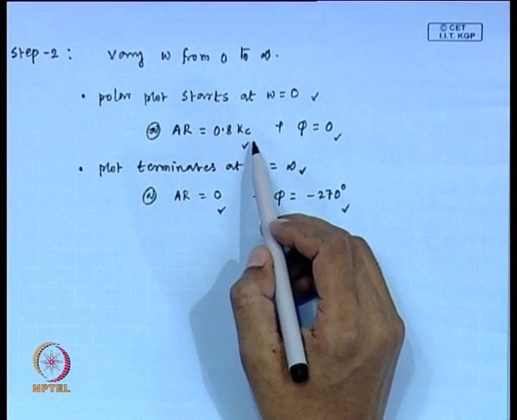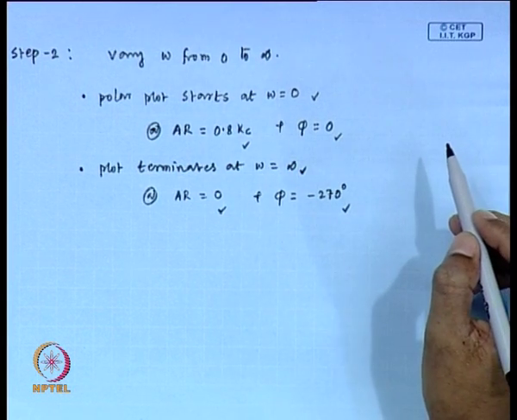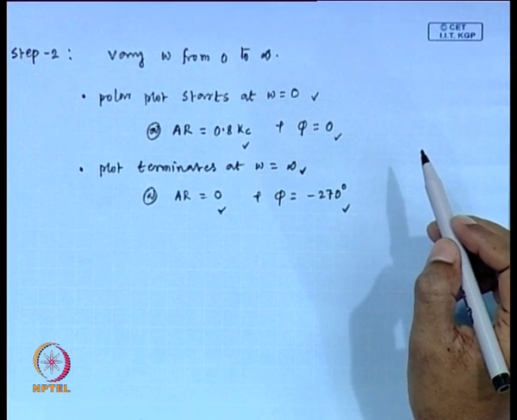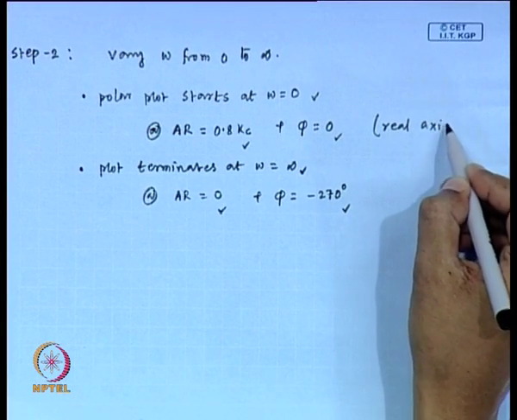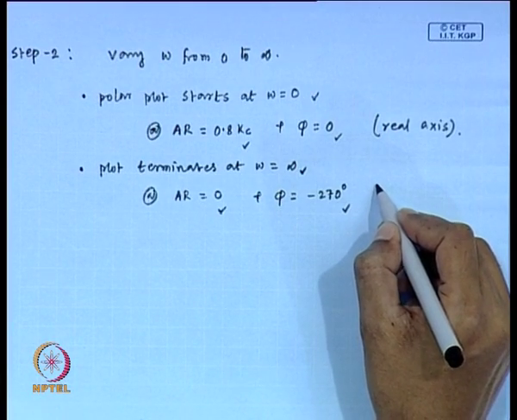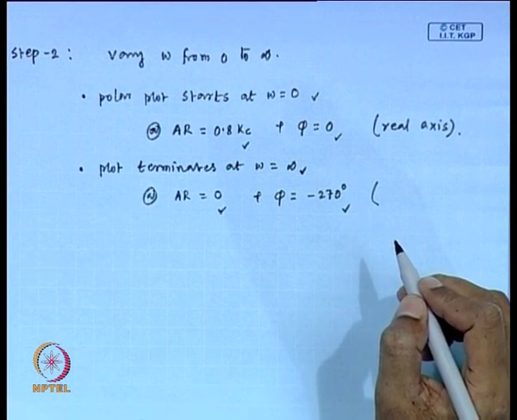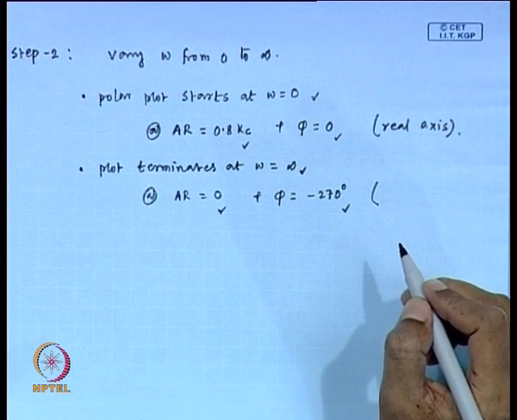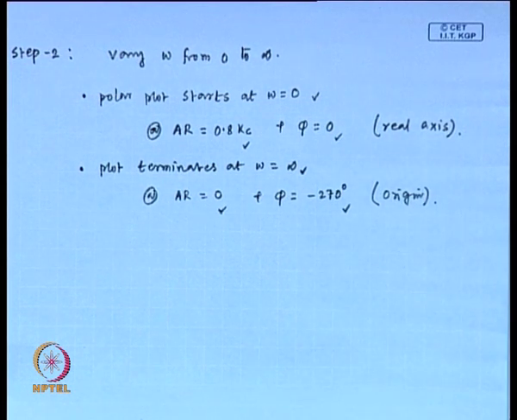So, when amplitude ratio is 0.8 Kc and phi is 0, the starting point will be on the real axis. You see phi is 0. Similarly, when amplitude ratio is 0 and phi is minus 270, the end point will be at the origin. Agree?